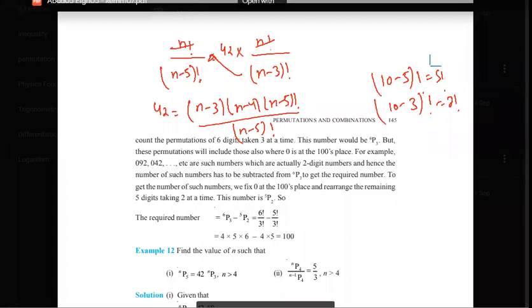Okay. Now, (n minus 5) factorial and (n minus 5) factorial cancel. So you're left with what? (n minus 3) into (n minus 4) is equal to 7 into 6. So n minus 3 is equal to 7. So n should be equal to 10. Yes or no? Tell me, everyone.